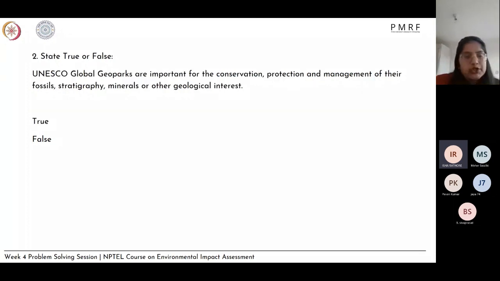So moving on to question 2, state true or false. UNESCO Global Geoparks are important for conservation, protection, and management of their fossils, stratigraphy, minerals, and other geological interests. Is the statement true or false? You can post your answers in the group chat.